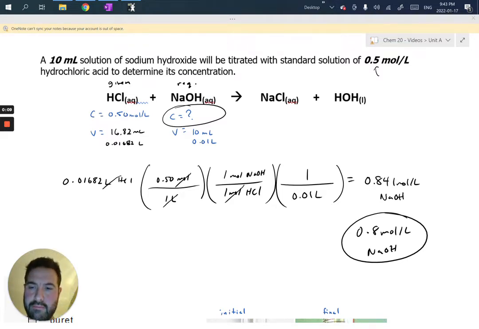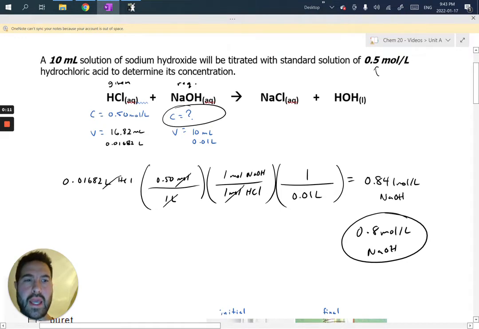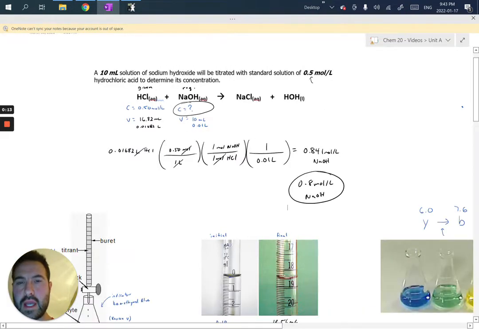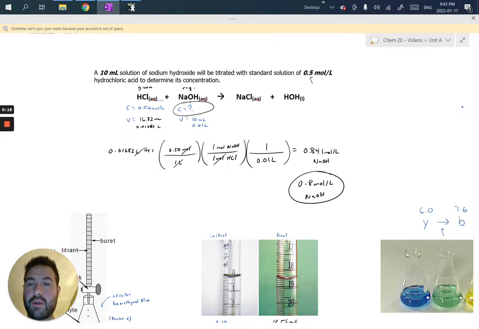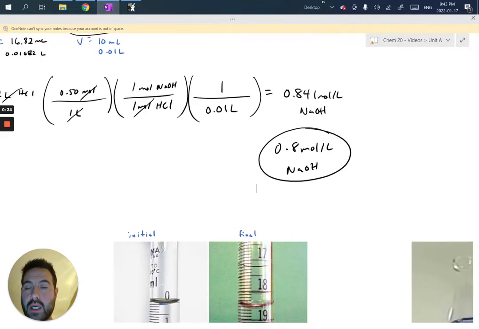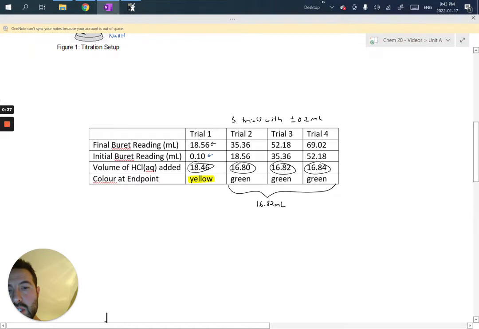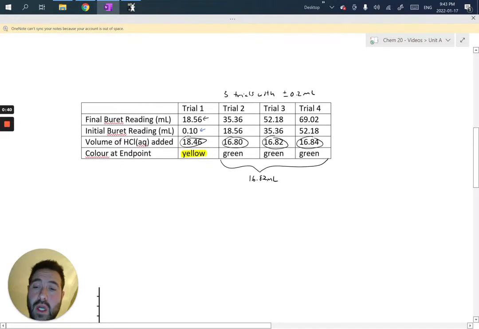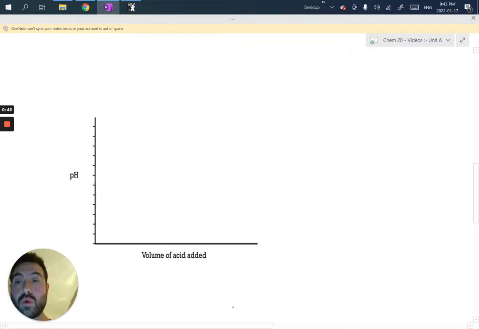So in the last video, we did a titration experiment to determine the concentration of an unknown solution. We had a solution of sodium hydroxide. We did a titration so that we could determine what volume of titrant we need to completely react with that sodium hydroxide. We found our unknown concentration. So please watch that other video first. This will make a little bit more sense.